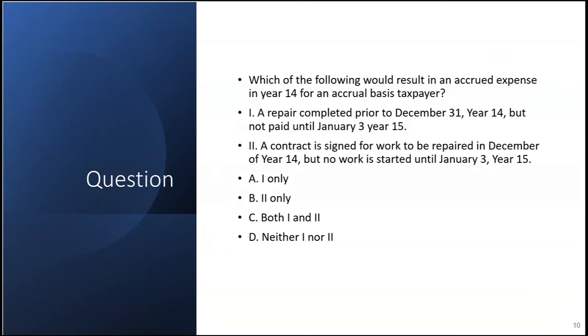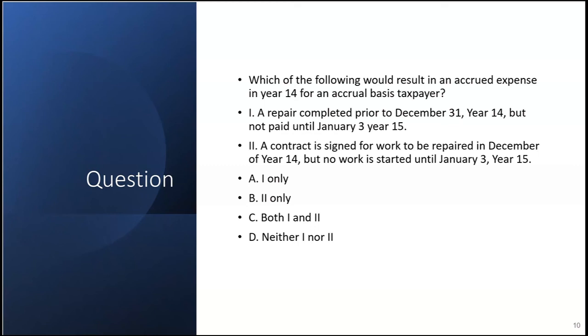All right, which of the following would result in an accrued expense in year 14 for an accrual basis taxpayer? All right, what's an accrued expense? An accrued expense is something that's incurred this year, paid next year. So for an accrual basis taxpayer, that would bring upon a deduction this year, even though it wasn't paid yet. So we're looking for something that was incurred this year, paid next year.